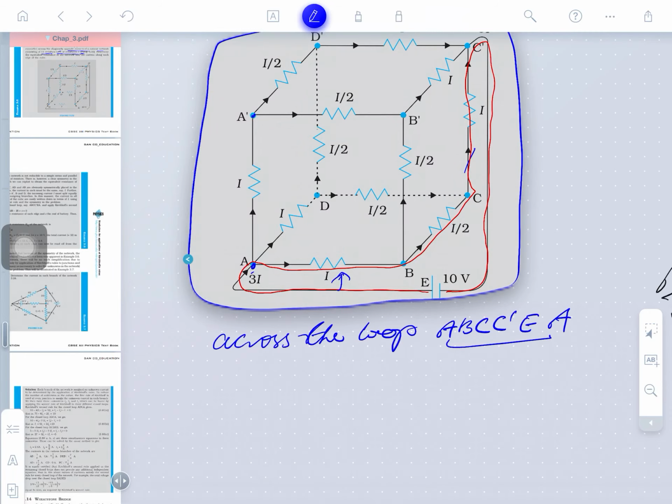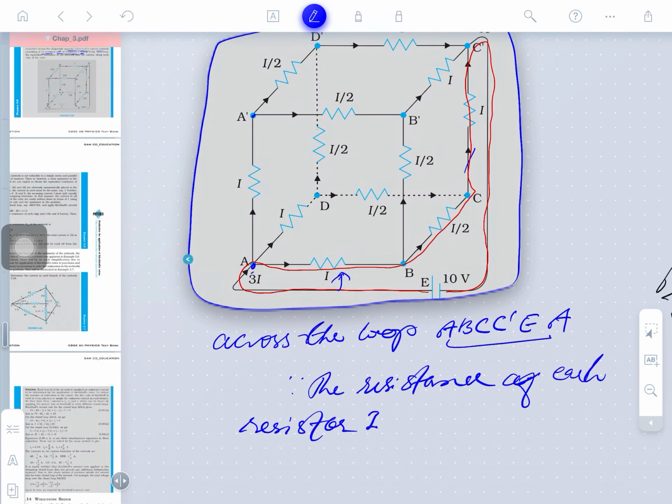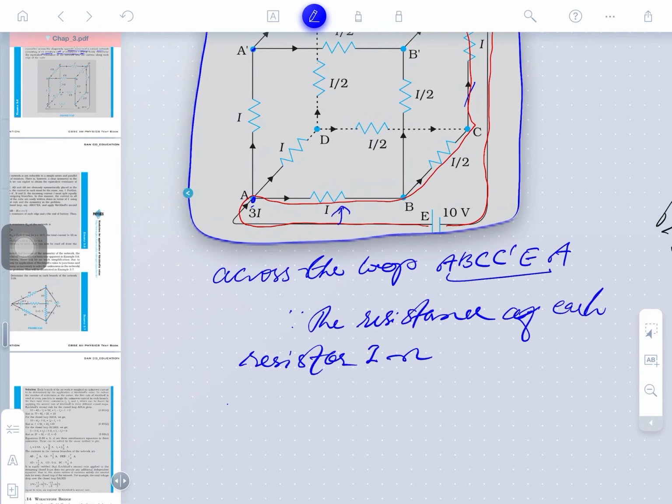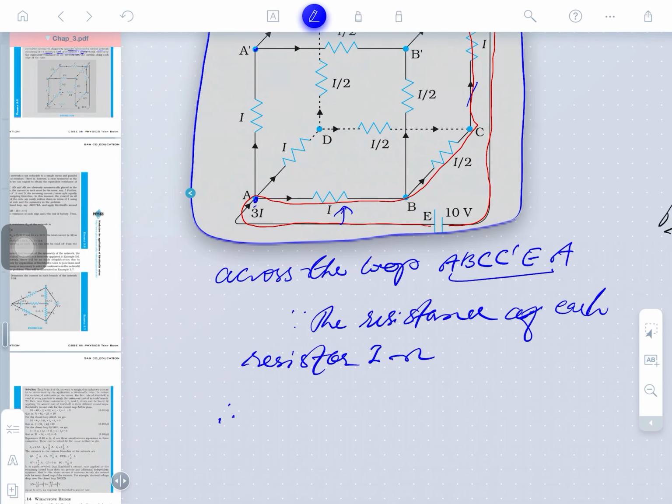Since the resistance of each resistor is 1 ohm, across this loop it is 1 ohm multiplied by I, so it shall be 1I. Clear? So it's 1I.